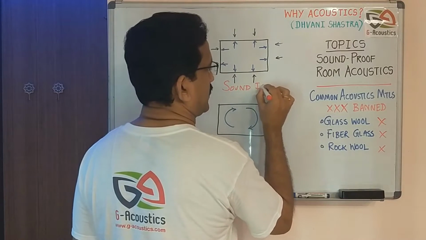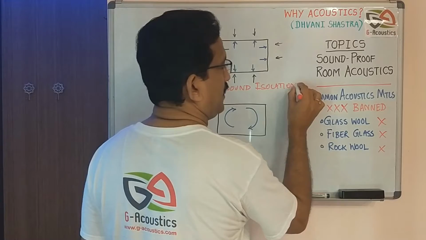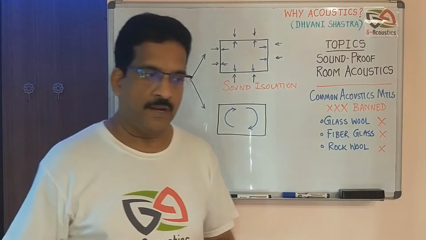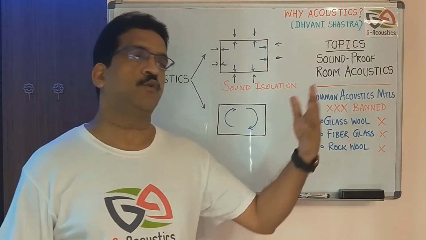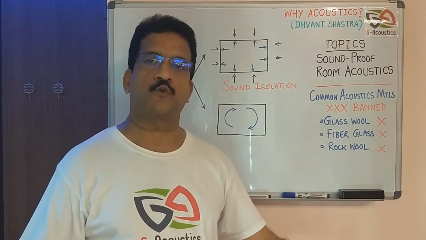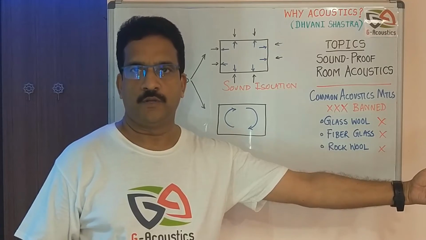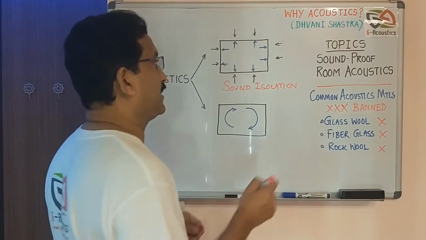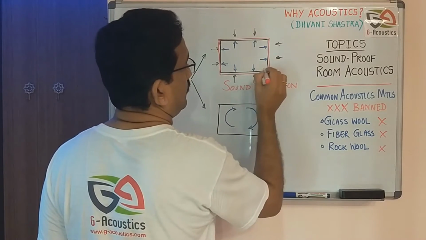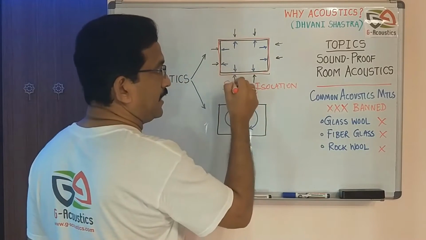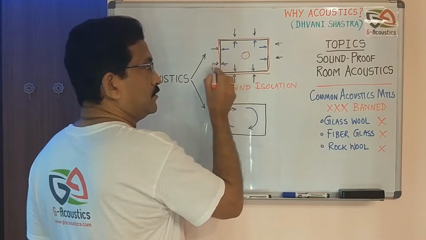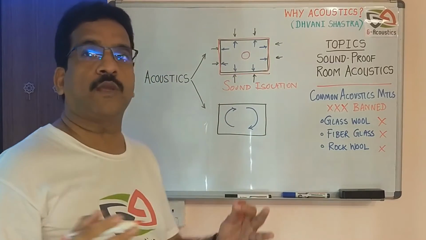Now, what is sound isolation? Let us assume that we are taking this room to be converted into a studio. For a studio, we need to ensure there is no noise coming from outside to inside. And in the same way, what is happening within this room should not go out. So basically, we have to isolate this room from the noise that is coming from outside, as well as prevent the noise that is generated here from going out. That is what we call soundproofing.